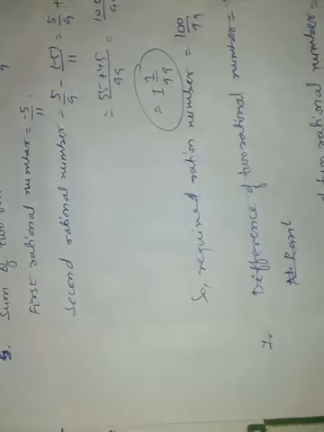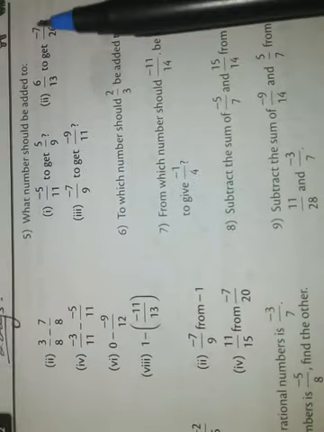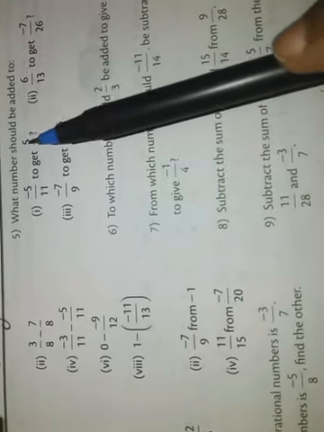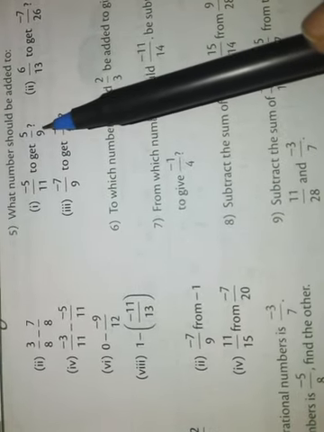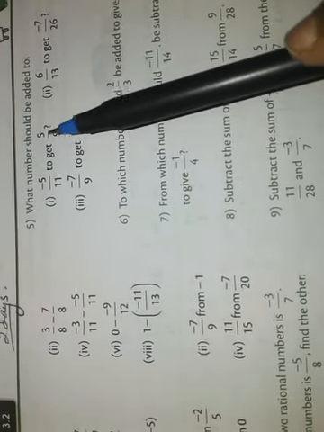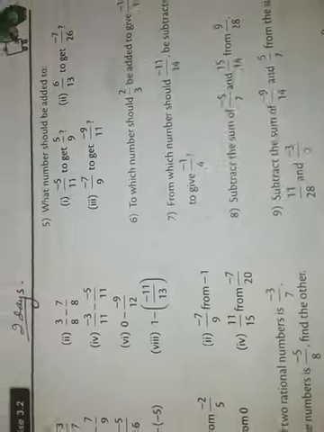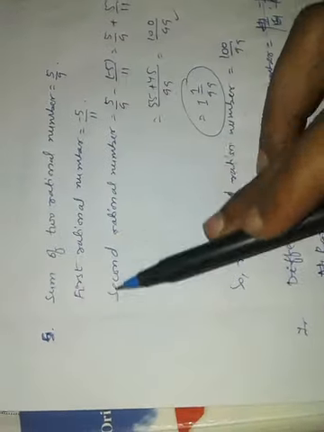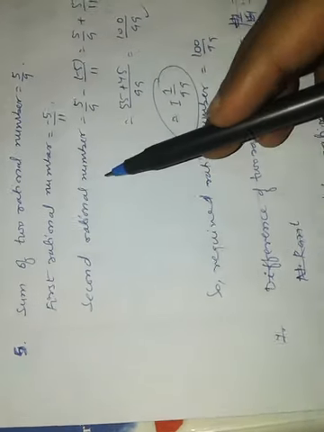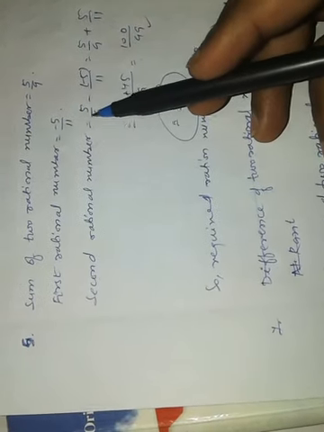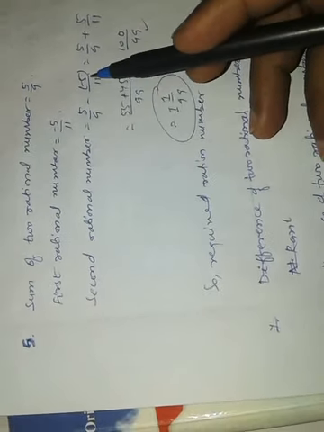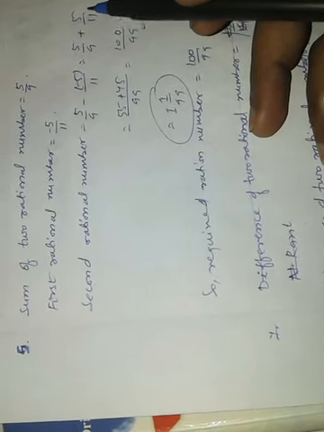Question number 5. First of all, read the question. What number should be added to minus 5 by 11 to get 5 by 9? That is, 5 by 9 is the sum. As you know, the sum is given to us and one number is given to us. So I write here: sum of the two numbers is 5 by 9. The first number is minus 5 by 11. So the second number, or the other rational number, is 5 by 9 minus minus 5 by 11, which equals 5 by 9 plus 5 by 11.